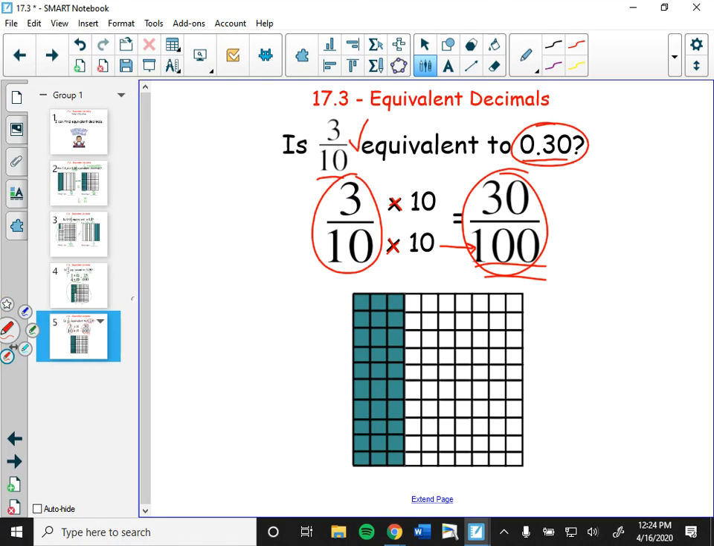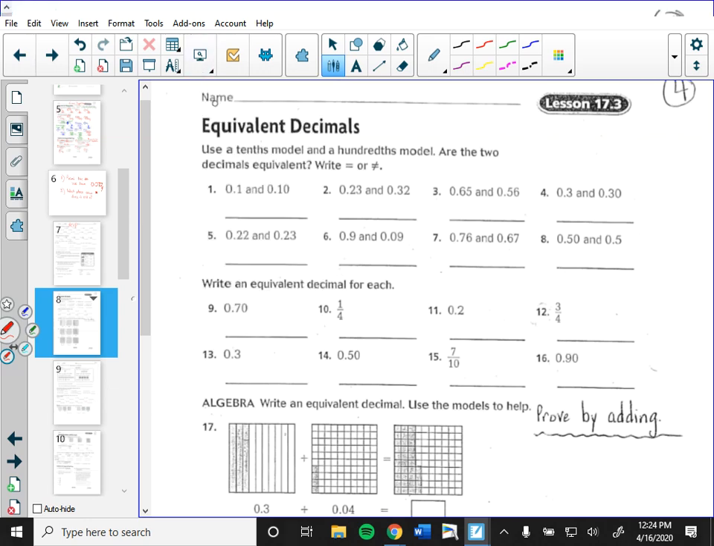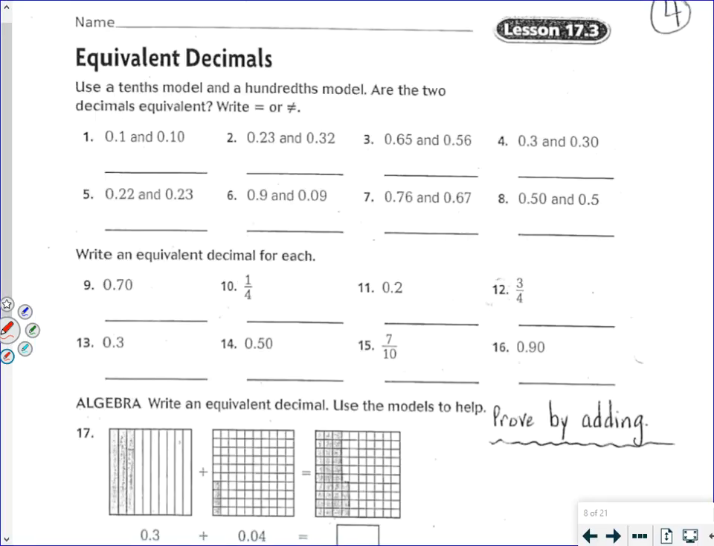So let's go to our packet here. Okay, so probably do the front side together here, okay? So first we're gonna find out if these are equal or not equal, okay? So this is equal, this is not equal, okay? Notice how it has the line through it. That means not equal.